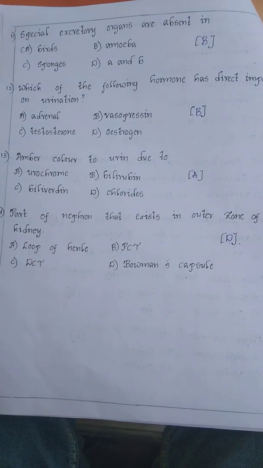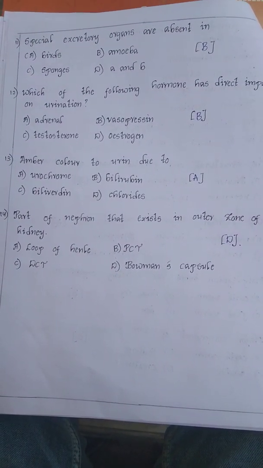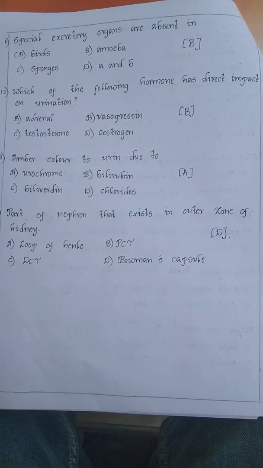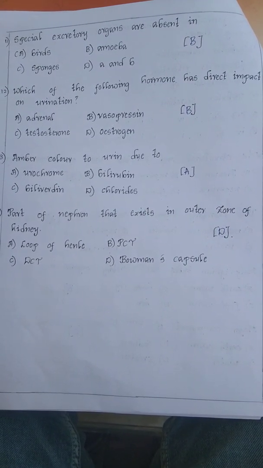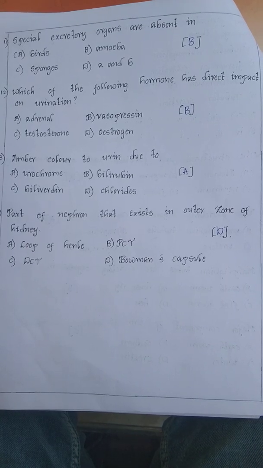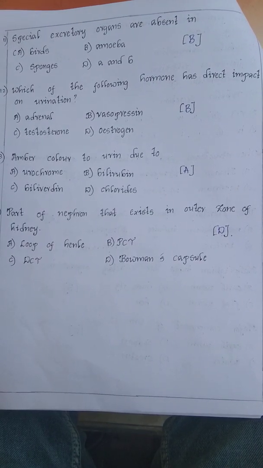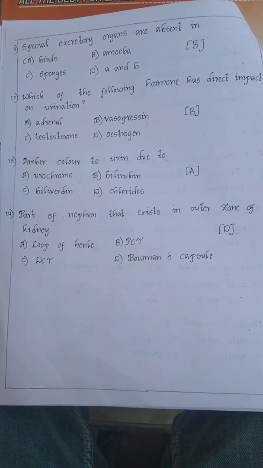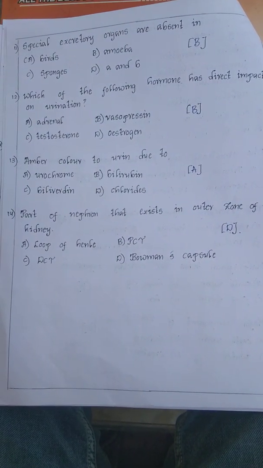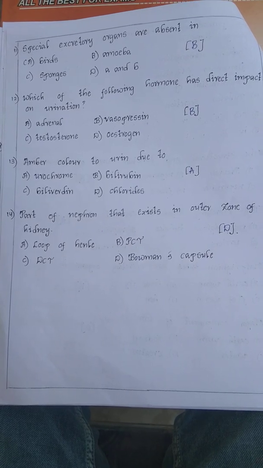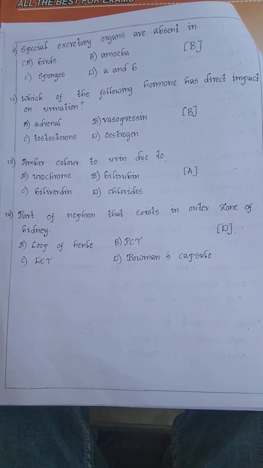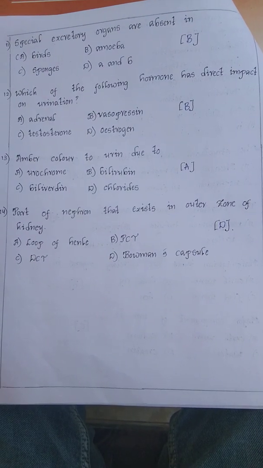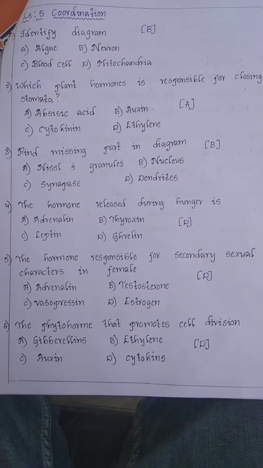Special excretory organs are absent in amoeba. Which of the following hormones has direct impact on urination? That is vasopressin. Amber color of urine is due to urochrome. The part of nephron that exists in the outer zone of the kidney, that is Bowman's capsule.